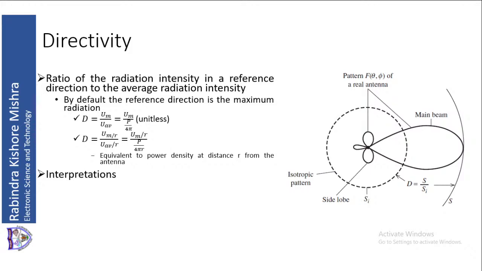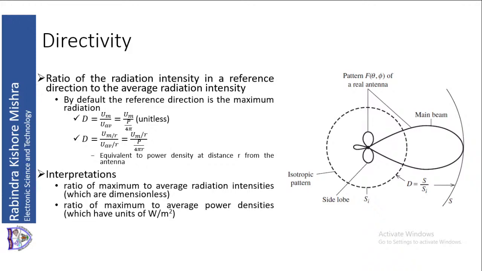Now let us do some physical interpretation of directivity. As we know, this is the ratio of maximum to average radiation intensities. By the definition we saw this. These are dimensionless. Ratio of maximum to average power densities, which have units of watts per meter square. So these are the two interpretations of D. D is equal to UM by U average, that is unitless, whereas D is equal to UM by R by U average by R, that has units of watts per meter square.